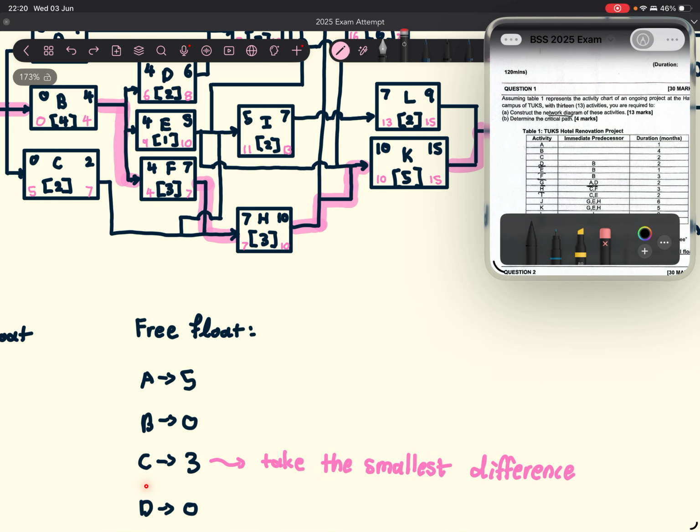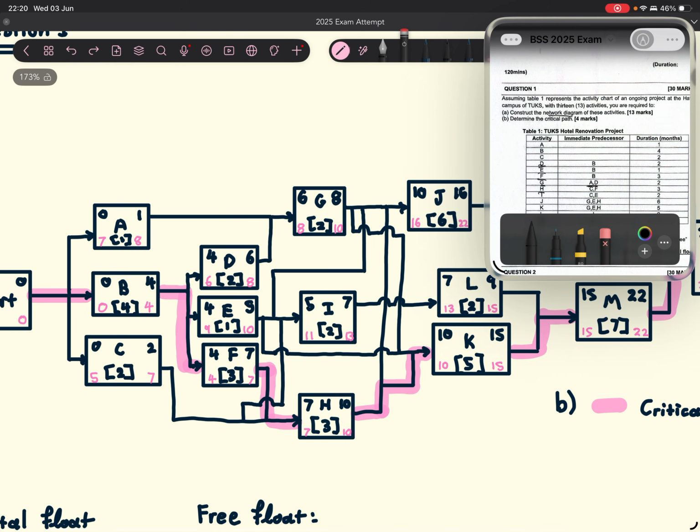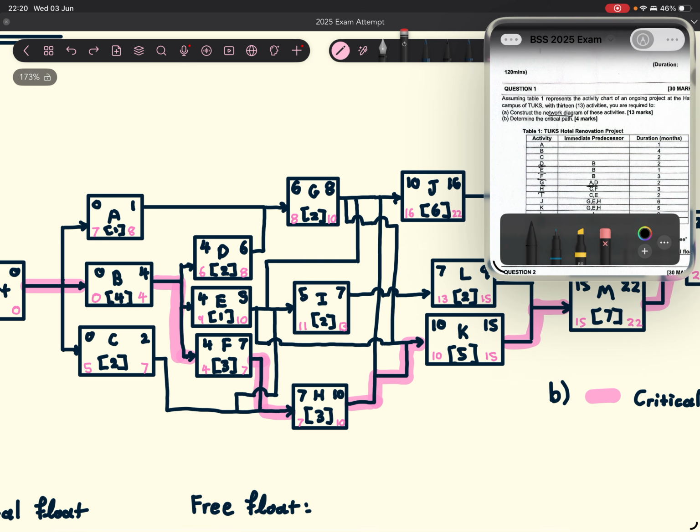And then for activity C, when calculating the free float for activity C, okay, activity C is connected to H, and it's also connected to I, and it's also connected to J, right? So which one do we, no, it's not connected to J, it's just connected to H, just connected to I, sorry. So which one do we choose, which one do we minus by which one? You choose the one that's going to give you the smallest difference, if that makes sense. So we choose 5 minus 2, not 7 minus 2.